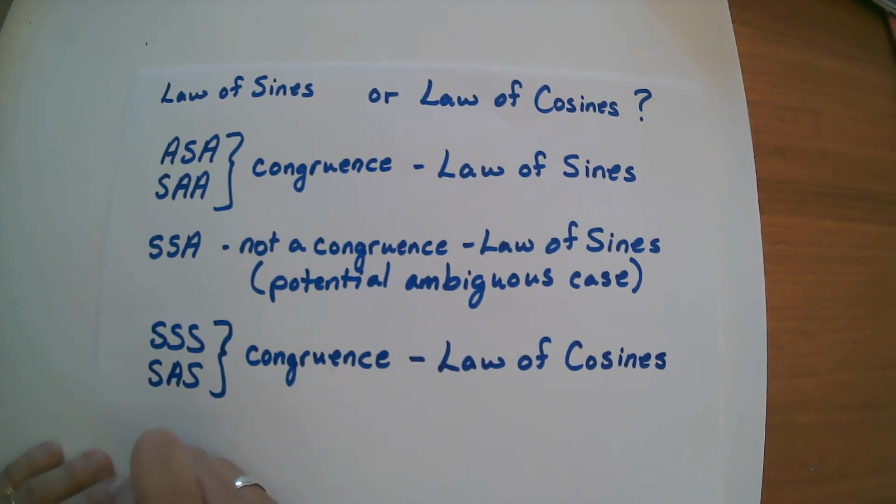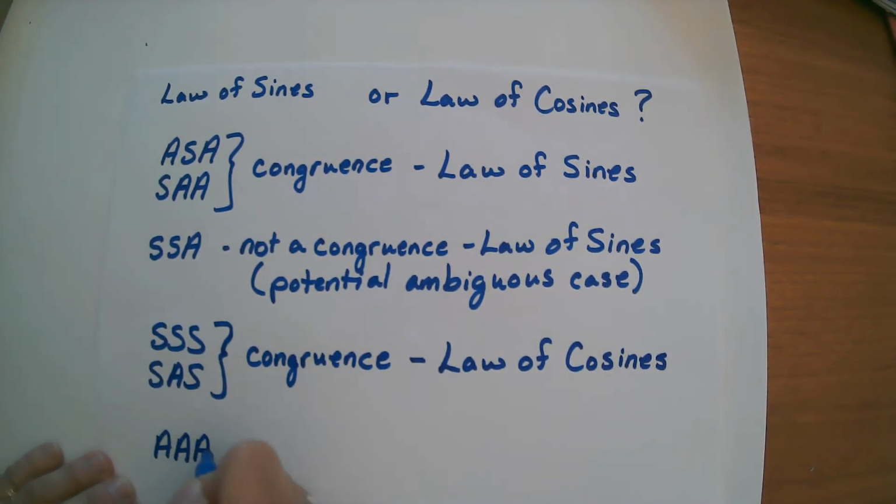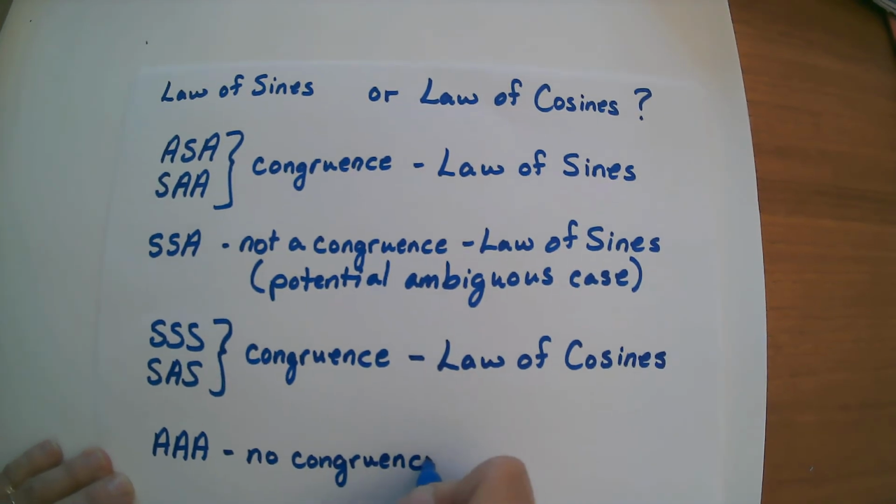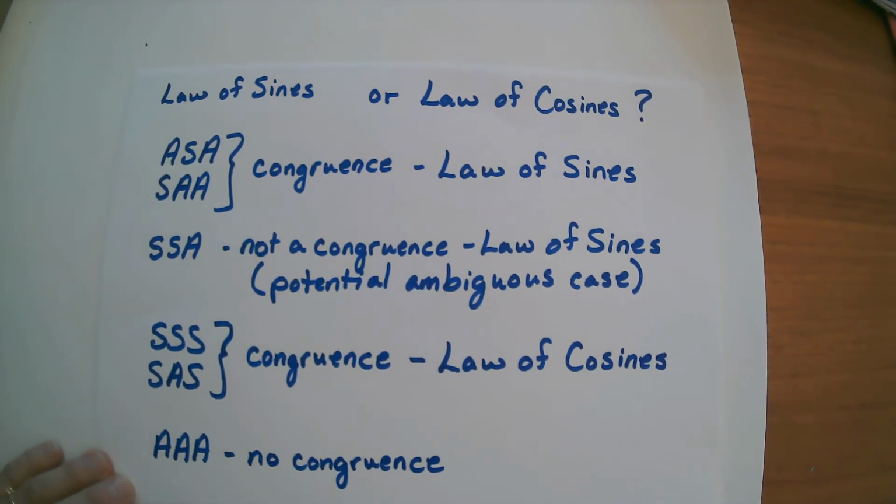And just to be complete, I'm going to put down angle, angle, angle. There's no congruence here. And you can't solve a triangle. You would need at least one side to be able to solve the triangle. So I just thought I'd give you that summary, and now I hope you're practicing using the law of sines and cosines.